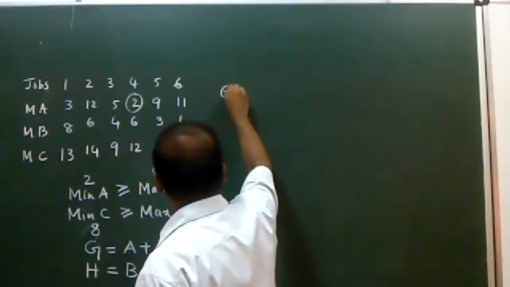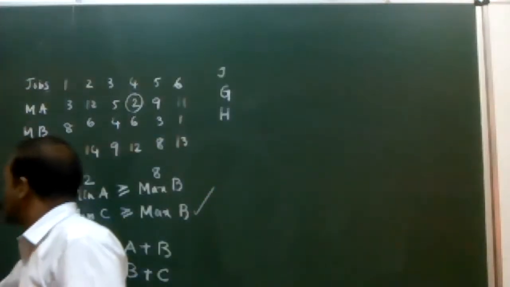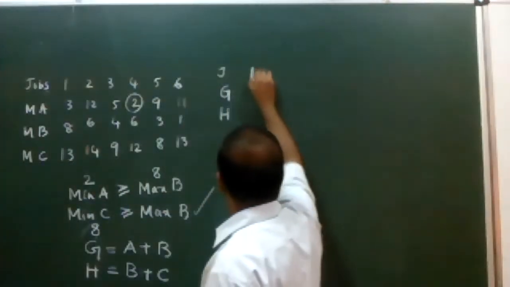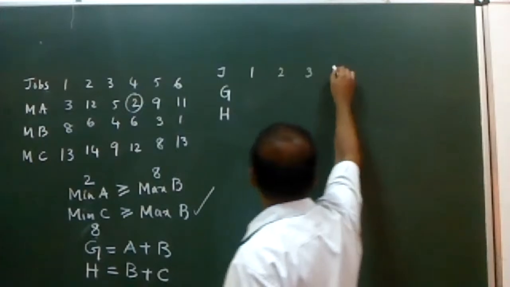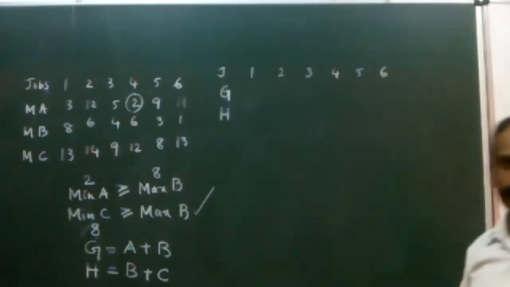Now this is machine G and this is machine H and this is jobs. So how many jobs are there here? As usual, we can look at the main problem. 1, 2, 3, 4, 5 and 6. 6 jobs are there.